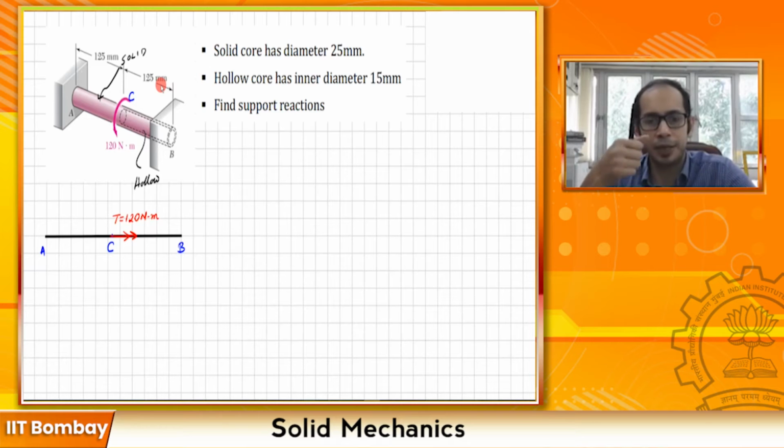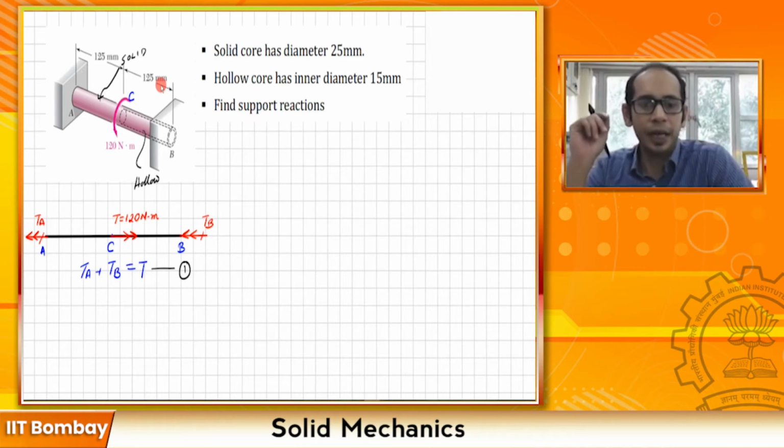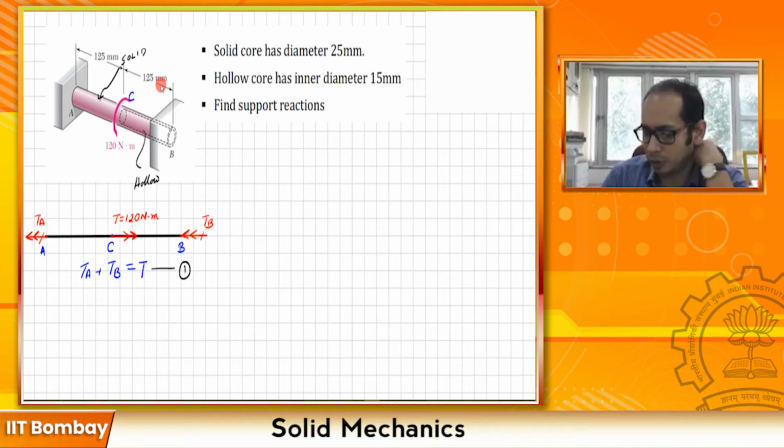Now as a consequence of this applied torque, you will have reaction torques at the ends A and B, and let me mark these reaction torques like this. This is my reaction torque TA, and at the end B I also have the reaction torque TB. From torque equilibrium, I can write TA plus TB is equal to the applied torque T. That is one relationship, so let me mark this as relationship number 1. Now, how do I find TA and TB? That is the support reaction question.